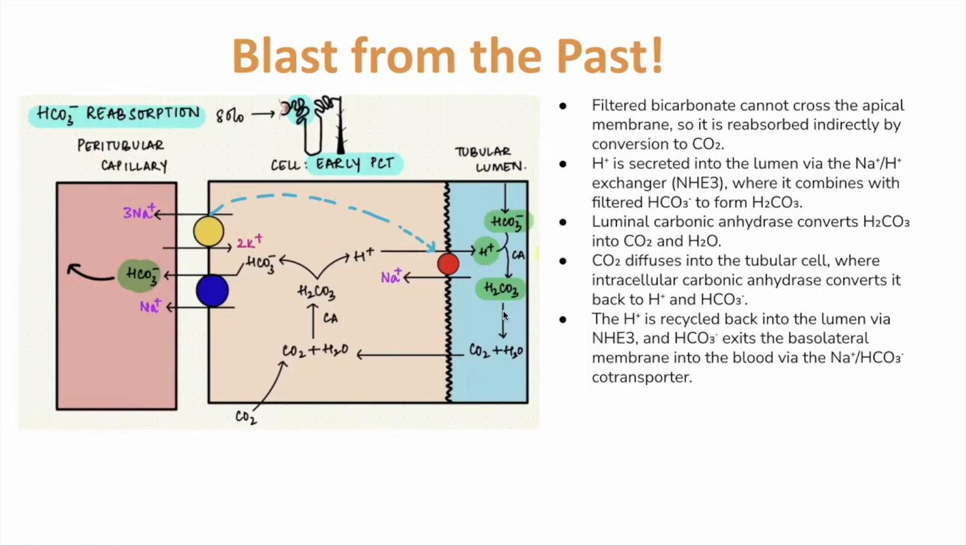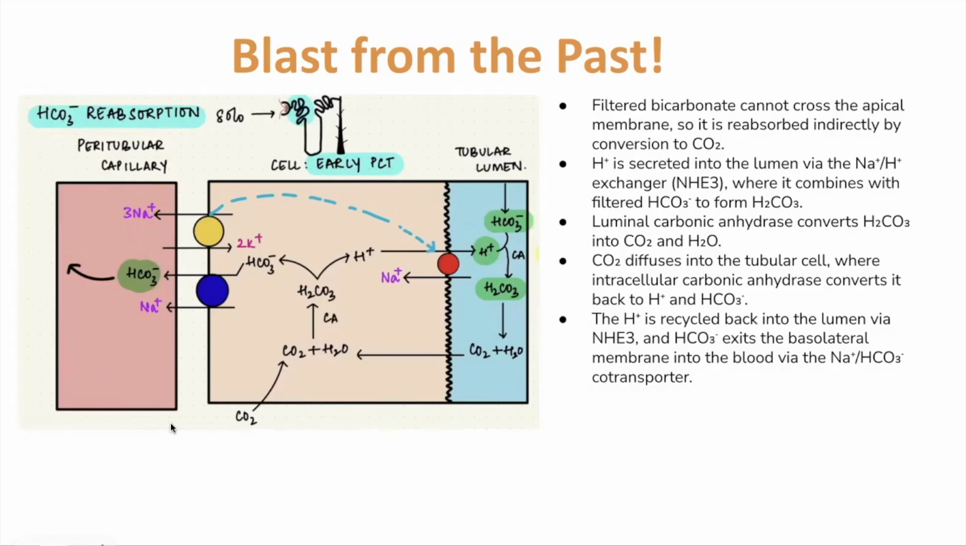Okay, so let's orient ourselves with some structures here. This is going to be the tubular lumen, so this is the inside, the lumen of the proximal convoluted tubule. This is going to be our epithelial cell, right? Our epithelial cell that's part of the PCT. And then we have our peritubular capillary. This is the capillary, so blood's running through here, and that's what's wrapping around the nephron segment, right?